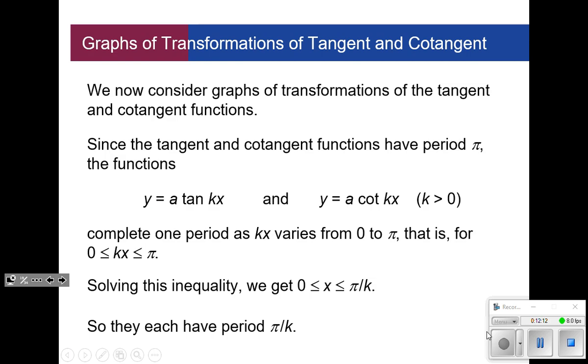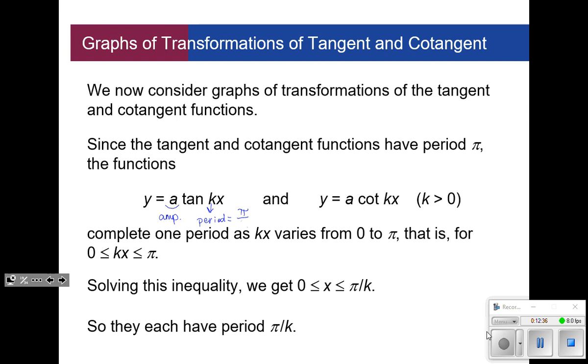Okay, let's talk graphs here. Just like before, we have amplitude. Remember, if they ask you for amplitude, it's always absolute value. And this determines our period. Remember, period for tangent is just pi, not 2 pi. So the period would be pi over k.